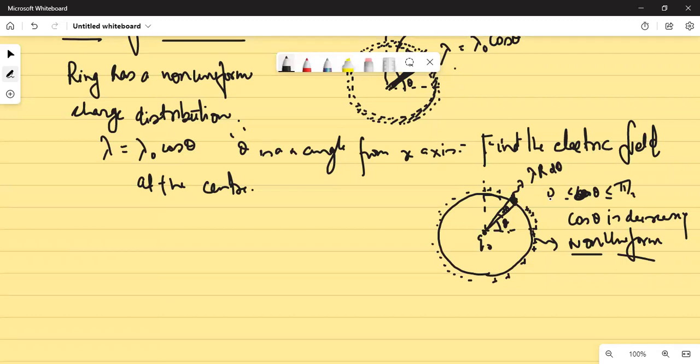So arc length is r d theta. Instead of lambda dl, I have written lambda into r into d theta. Is that clear to you? Yes. Okay. Now, absolutely fine.